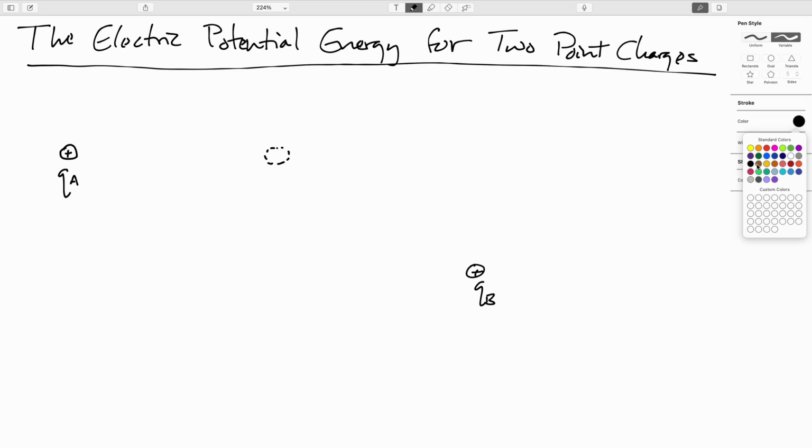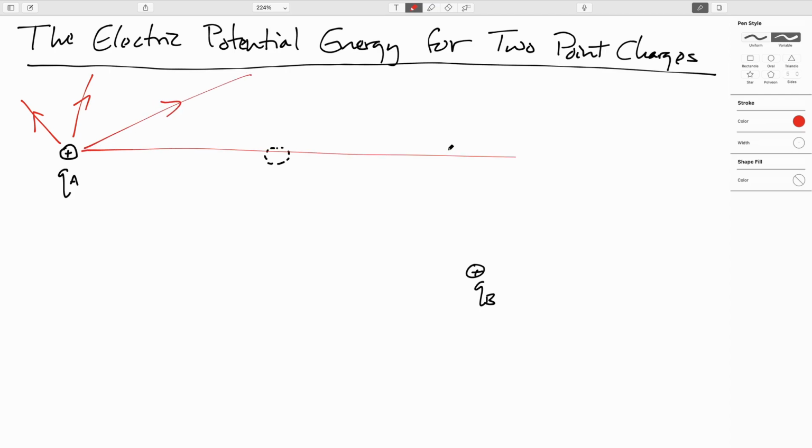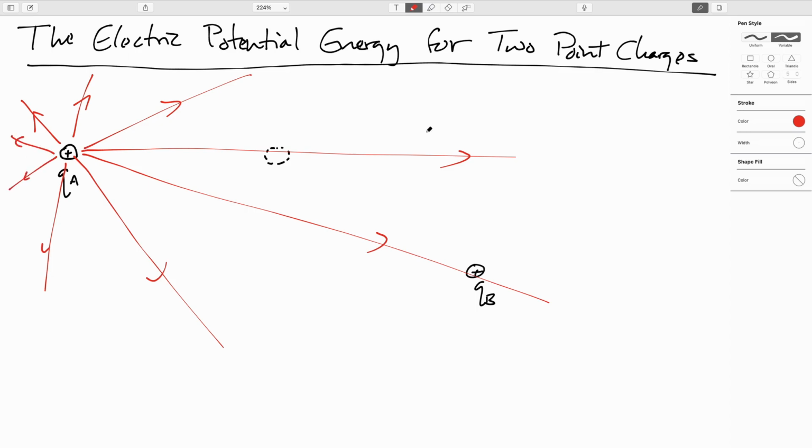We can assume that both charges are positive, and if the signs aren't both positive, they'll be taken care of automatically in the expressions. So we can just do everything as if it were positive. What I'm drawing here now is just the electric field for our charge A over here.